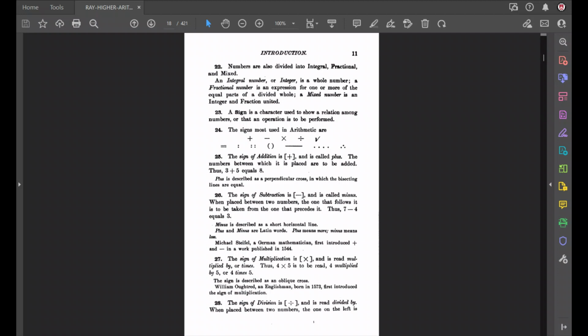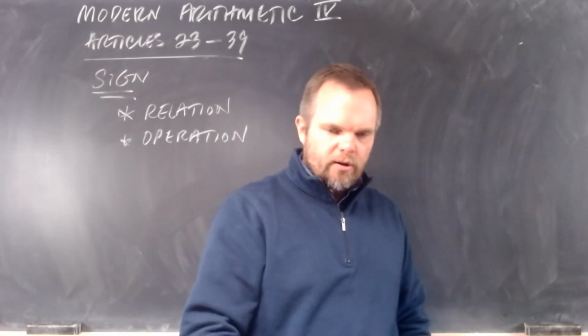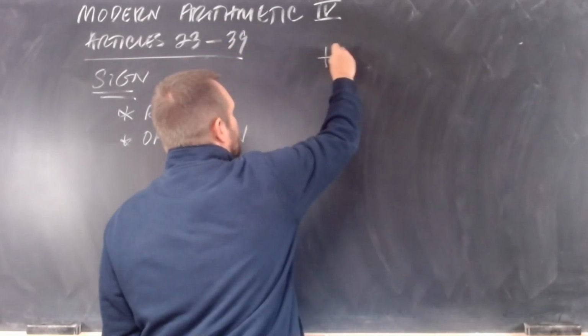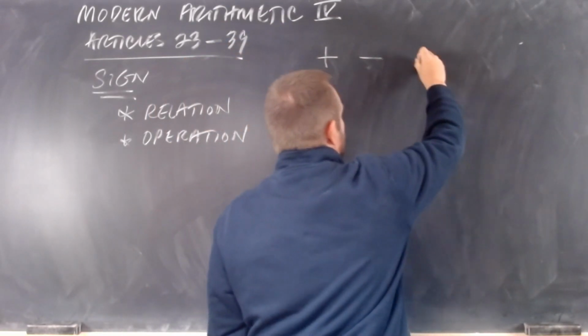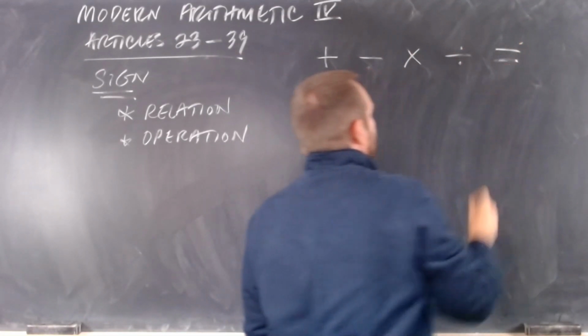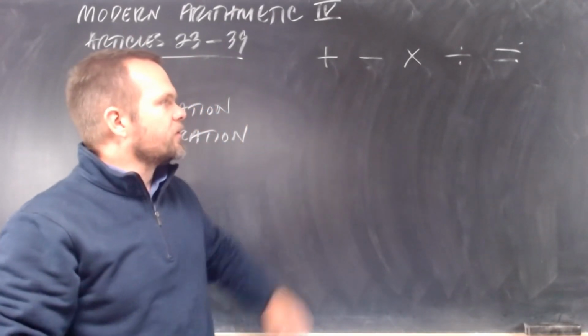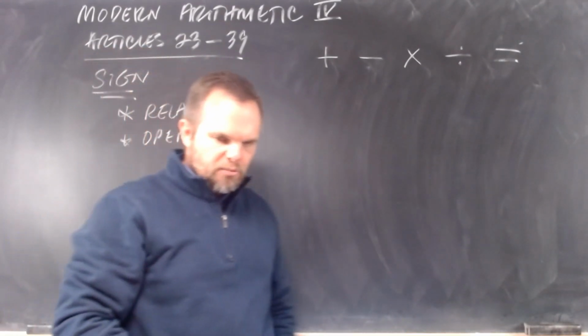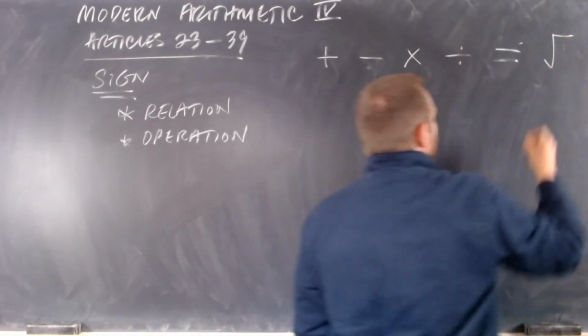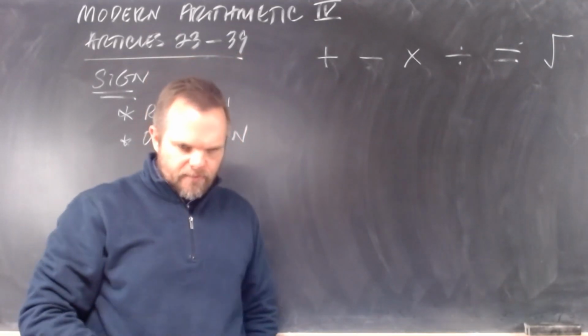Then in Article 24, we see the most commonly used signs in arithmetic. We want to make sure that as we go through this chapter, we learn what all of these signs mean. So we have some simple ones, like the plus sign, subtraction sign, multiplication sign, division sign, equal sign. These are all symbols or signs that we use to express different ideas. We also learn the radical sign. We'll talk about that in this lesson, the radical sign.